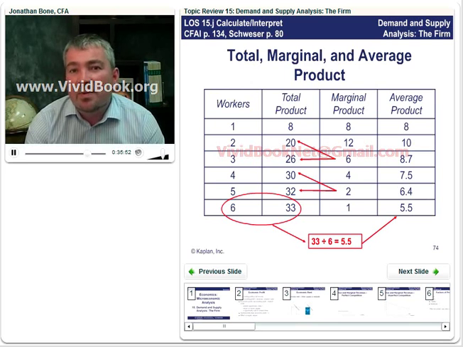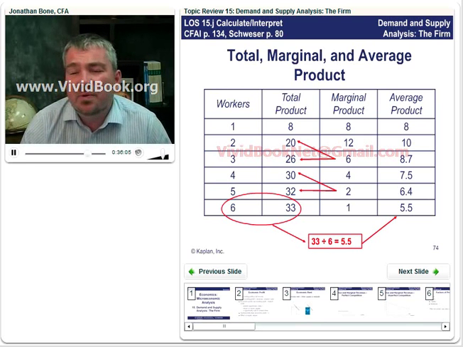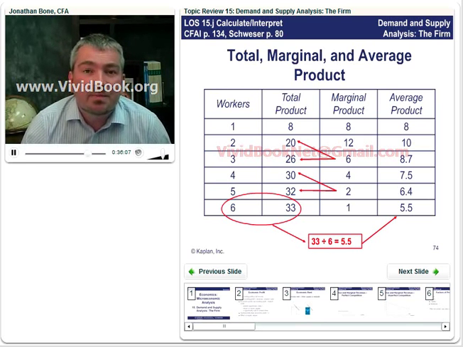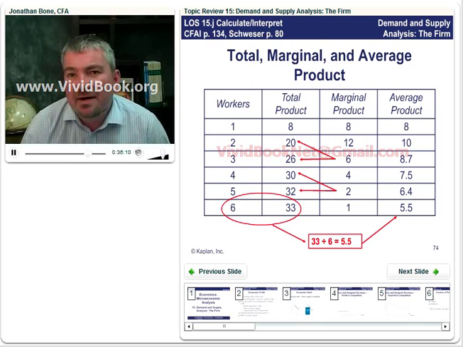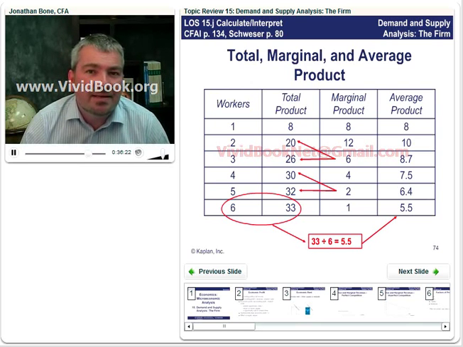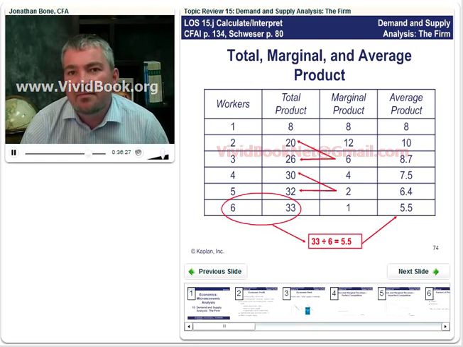You can see as well, when we go from 3 workers to 4 workers, output goes from 26 to 30. So the marginal product of the 4th worker is 4 units. The other column that we've got is average product of the workers. Now that's again a very simple concept. Take the total product and divide by the number of workers. So if 2 workers produce 20 units, their average product is 20 divided by 2, 10 units. If 6 workers produce 33 units, then their average product is 33 divided by 6, 5.5.